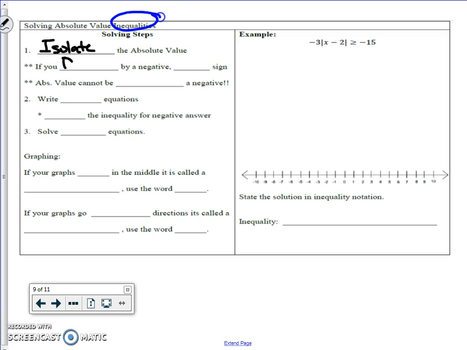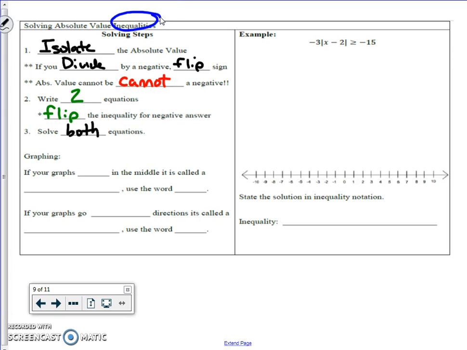If you divide by a negative, you need to flip the sign. Now, the absolute value cannot be a negative. It cannot be a negative, okay? After we realize that, we're going to write two equations, plus flip the inequality sign for the negative answer. And then we're going to solve both equations.